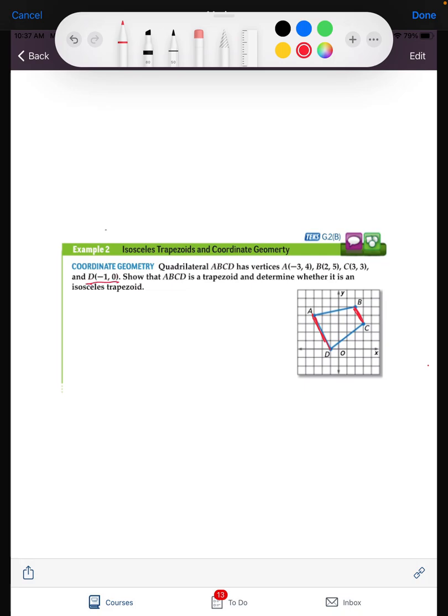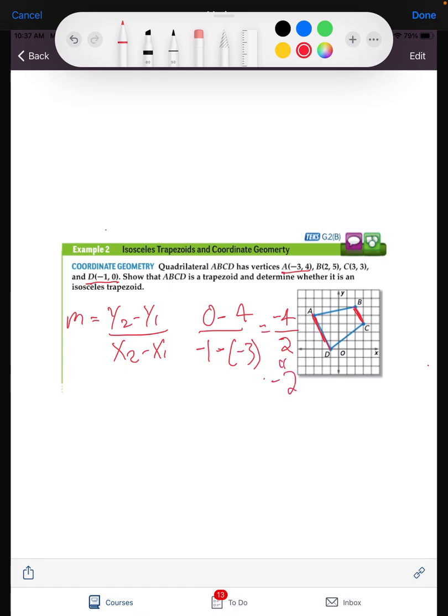So D is here. Our slope equals y2 minus y1 over x2 minus x1. So our y2 would be 0 minus 4 over our x2, which is negative 1 minus negative 3. So we get negative 4 over, and negative 1 minus negative 3 is negative 1 plus 3. Negative 4 over 2 equals negative 2.